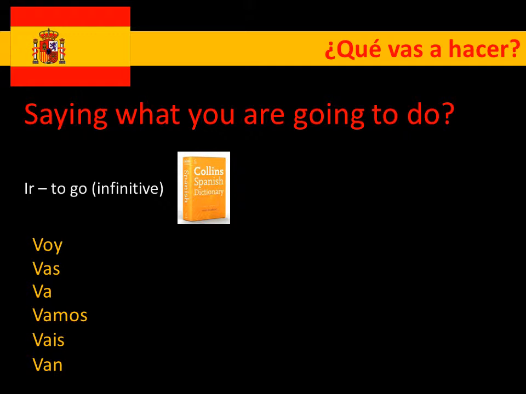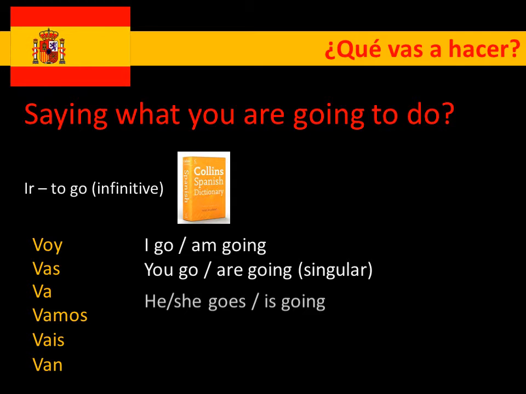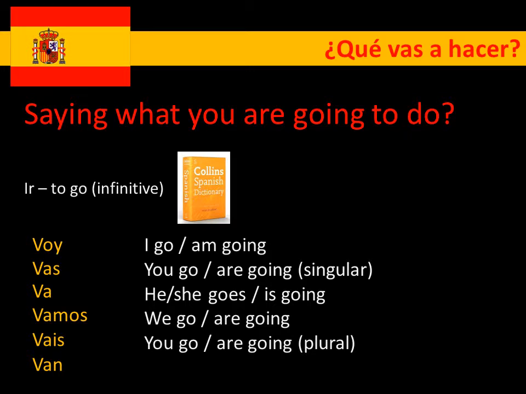Here we go, I'm going, or I go, you go, you are going, he or she is going, or it is going as well, we are going. You plural are going, and they are going. So voy, vas, va, vamos, vais, van. Okay, really important to know that construction to start with.